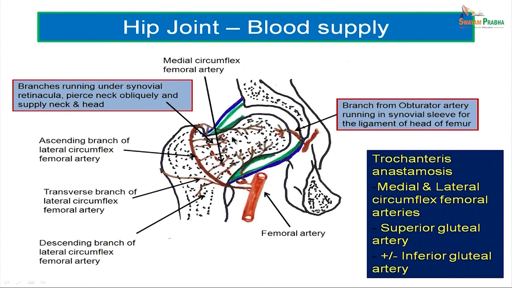So the neck of the femur receives blood supply from mostly the medial circumflex femoral artery, and some branches come from the lateral circumflex femoral artery, and the head of the femur is supplemented with blood with a branch which is coming in from the obturator artery, which runs in the synovial sleeve for the ligament of the head of the femur.